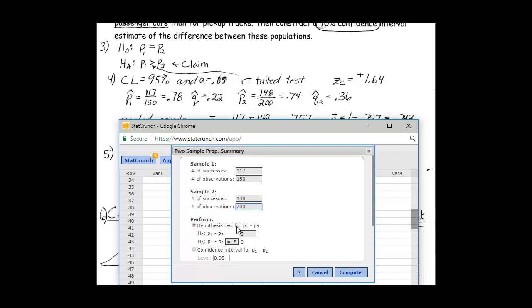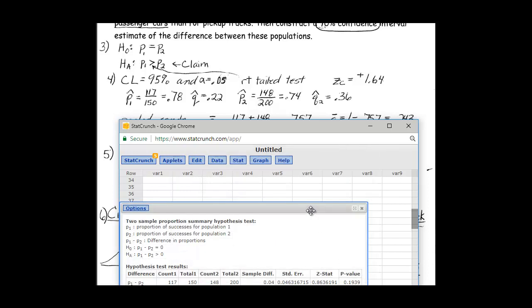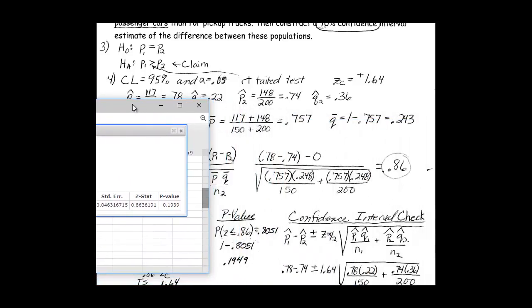Okay, going to my hypothesis test, I'm assuming that they are equal, but my null hypothesis says that they're equal, and my alternative I'm going to say that the first one is greater than the second one. We're speculating that passengers in cars are more likely to wear the seatbelt. So we're speculating that that's actually greater than. And I go ahead and hit compute, and I come up with the same z-stat and p-value that we came up with in our outcome here.